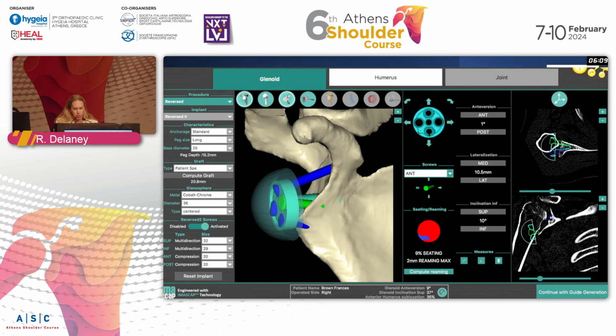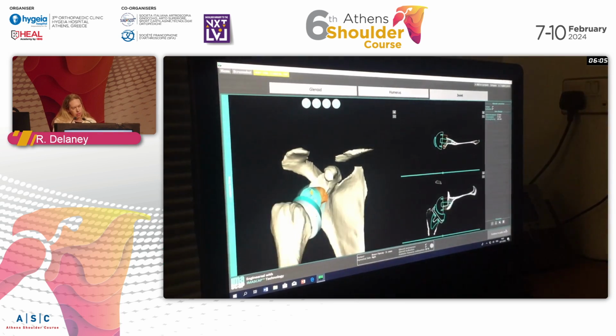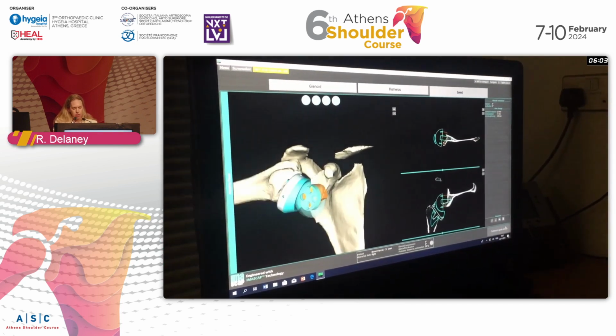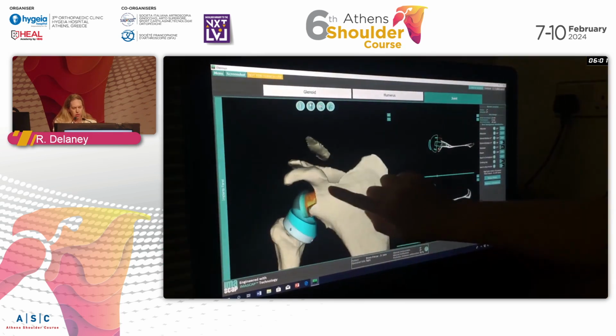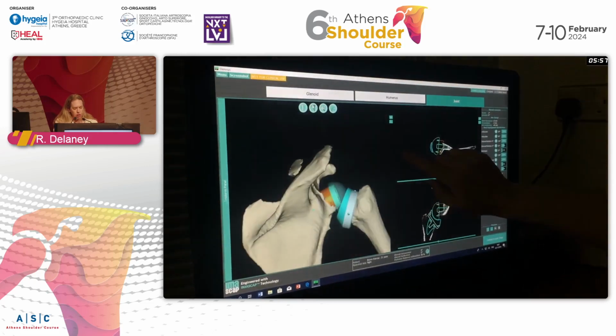This particular software also allows us to plan where we're going to put our screws. And then the software will simulate range of motion. I think you have to be careful with this. There are limitations to this. The scapula is fixed and it's not taking into account soft tissue tension.